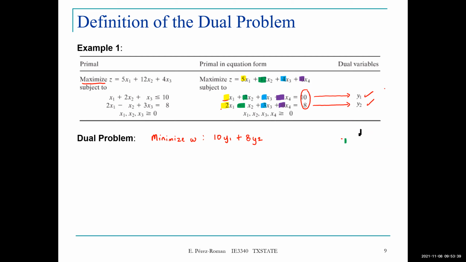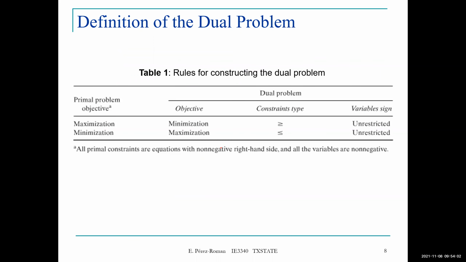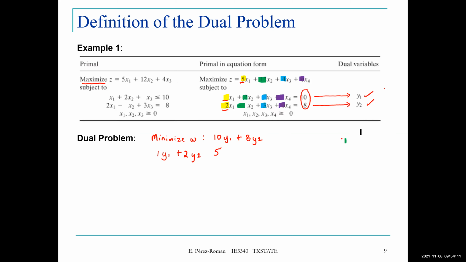The coefficients for this one is 1, and this is 2. So this is going to be 1 times y1 plus 2 y2. And then the right-hand side is 5. As we saw here in this table, since you're going from maximization to minimization, the constraint type of the dual is going to be greater or equal to. Okay, so this constraint is going to be greater or equal to. And that's my first constraint.